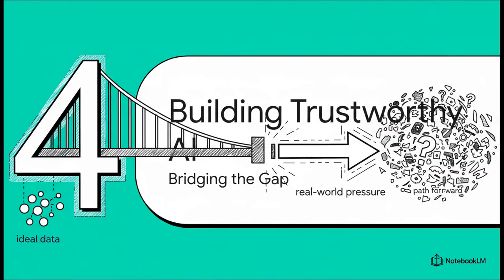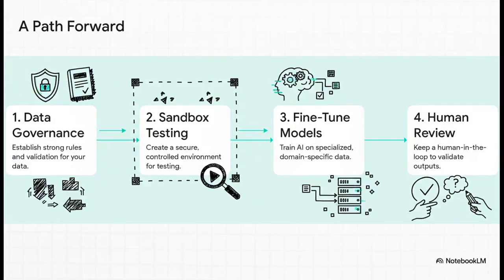So this really is the core challenge, isn't it? How do we bridge this gap between the ideal of having perfect data and the real-world pressure to get AI deployed as fast as possible? Well, the research points to a pretty clear path forward. The way forward really requires a four-pronged strategy. First, it all starts with data governance, so establishing strong, enforceable rules to validate your data. Second, it means using a secure sandbox for rigorous testing before anything goes live. Third, it involves fine-tuning your models on specialized, high-quality data that's relevant to your specific field. And finally, it requires keeping a human in the loop to review and correct the AI's most critical outputs.